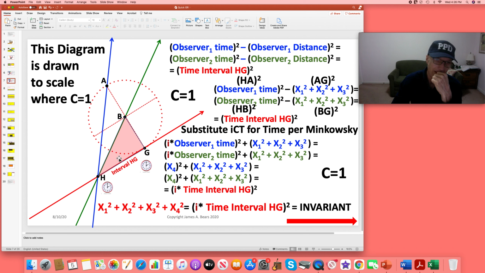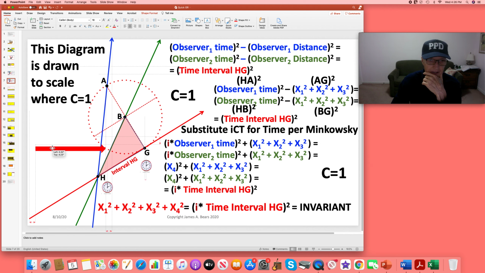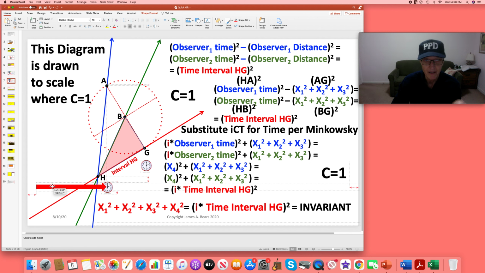Now we're on the red triangle BGH. Right here, I'll use my handy dandy again. We have a clock at H that moves along the direction of this observer, which I put on a red line. There's actually three observers here. The one traveling on the red line, the one traveling on the green line, and the one traveling on the blue line.